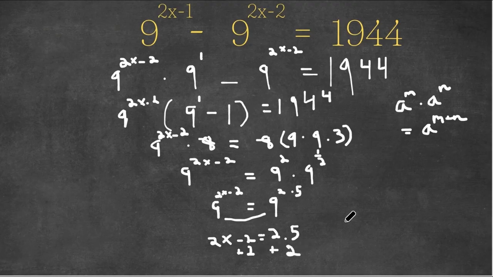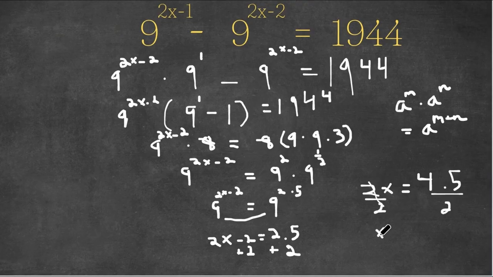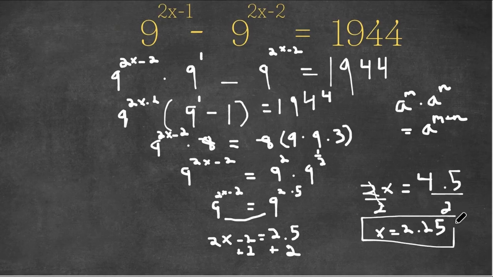So now this would get us 2x is equal to 2.5 plus 2 is 4.5. Now if I divide 2 on both sides, I get x equals 2.25. And this is our answer.